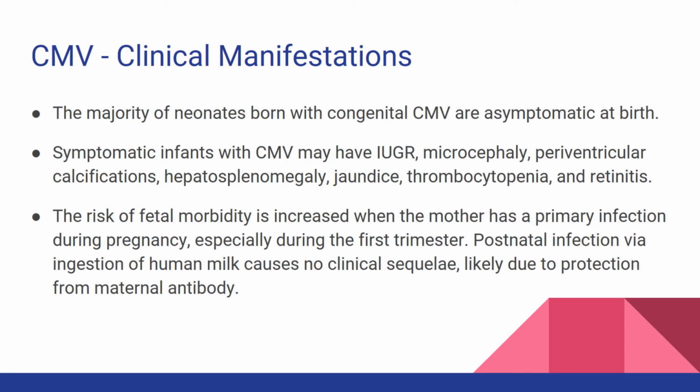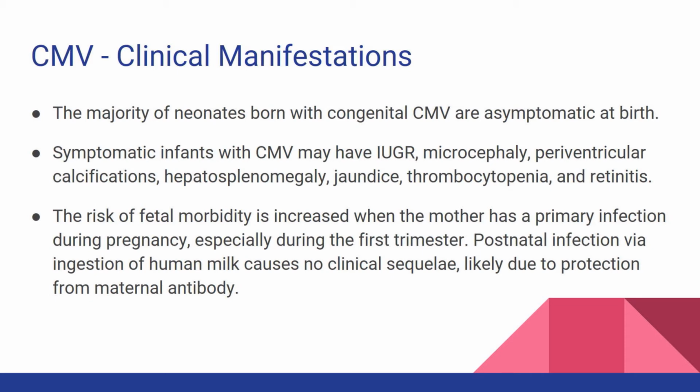So some of the clinical manifestations. The majority of neonates born with congenital CMV are actually asymptomatic at birth. Symptomatic infants with CMV can have such things as IUGR, microcephaly, periventricular calcifications, hepatosplenomegaly, jaundice, thrombocytopenia, and retinitis.